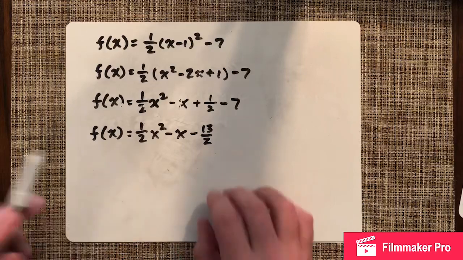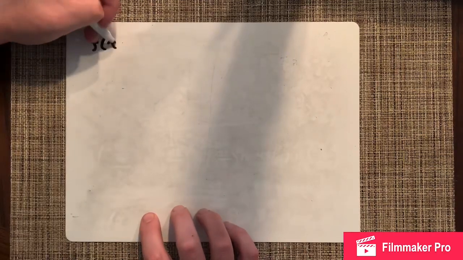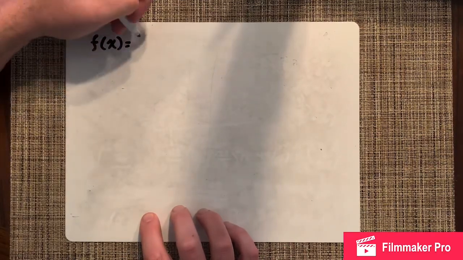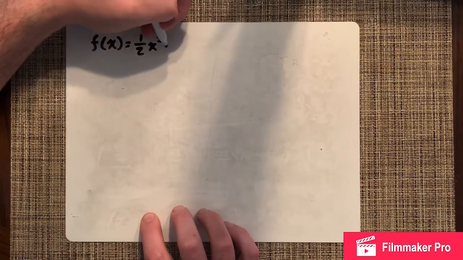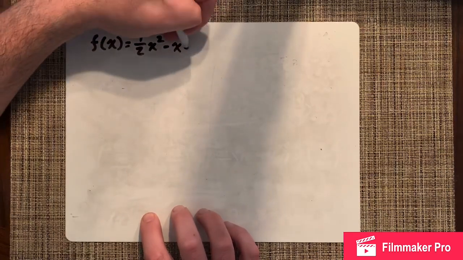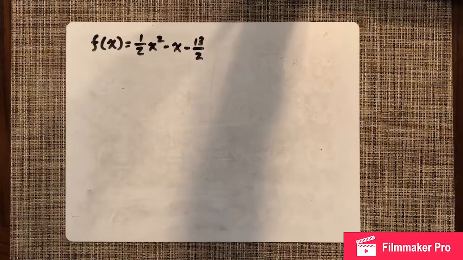All right, so this should be interesting. Okay, here we go. So don't erase that. f of x is equal to 1/2 x squared minus x minus 13 over 2. Okay, so it's gotten a little more complicated, so I'm going to have to go slower to make sure that I don't mess up.